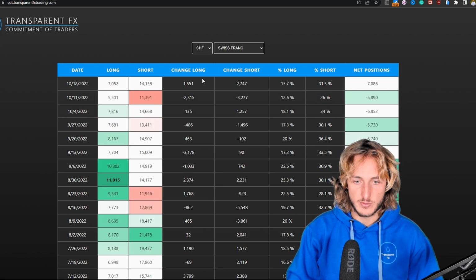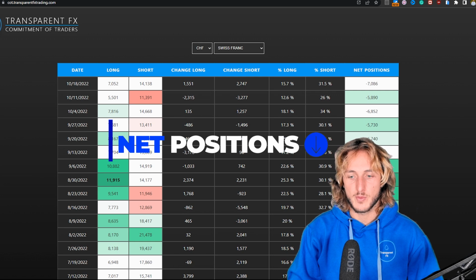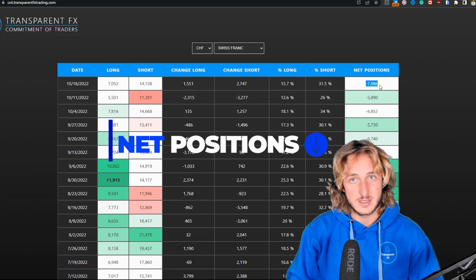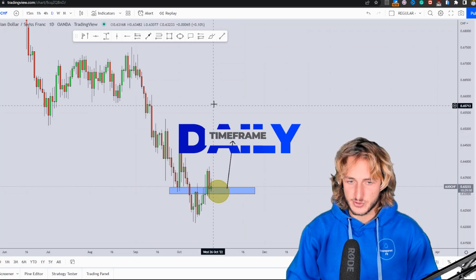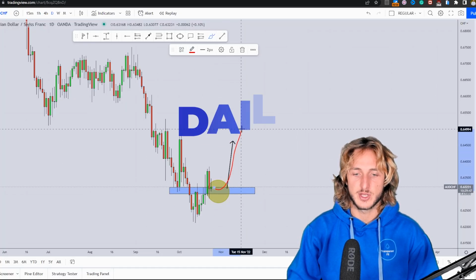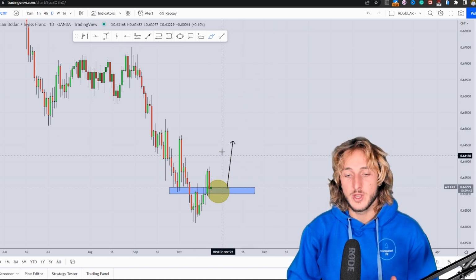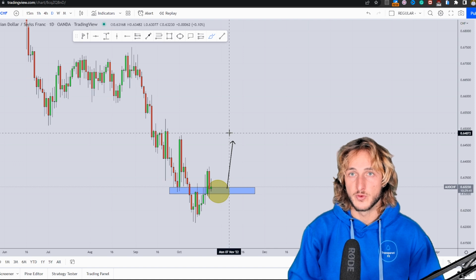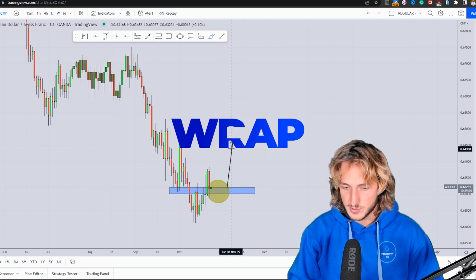If we go and see what we have on the CHF, we can see how the CHF has been decreasing its net positions, going from minus 2k to minus 7k. So CHF is getting weak, AUD is getting strong, so there is definitely the possibility for this potential rejection to the upside, considering that from an institutional perspective, we are aligned for a potential move higher. So both technicals and fundamentals are indicating a potential move to the upside.